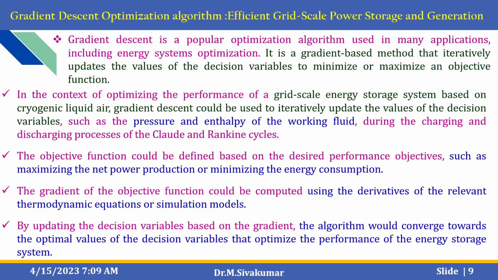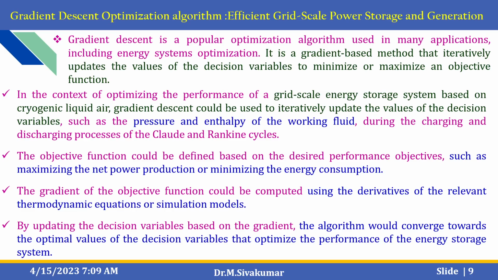Now let us see the gradient. You can see the gradient descent optimization algorithm applied to this model for efficient grid scale power storage and generation. Then what is gradient descent optimization? It's a popular optimization algorithm used in many applications including energy systems optimization. It is a method that iteratively updates the value of decision variables to minimize or maximize an objective function.